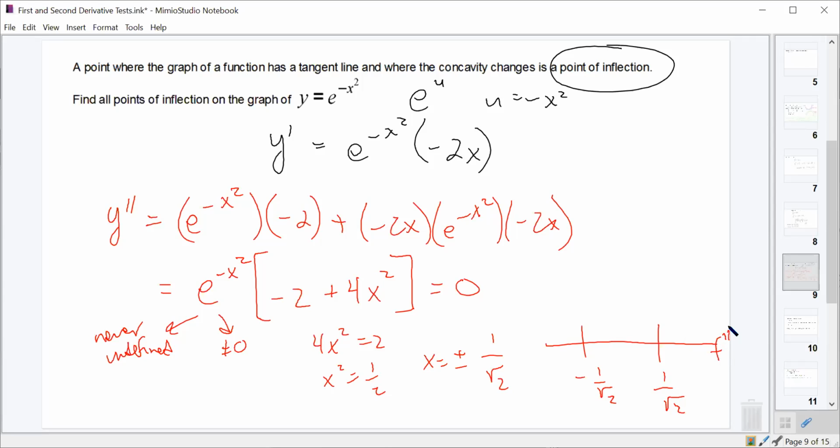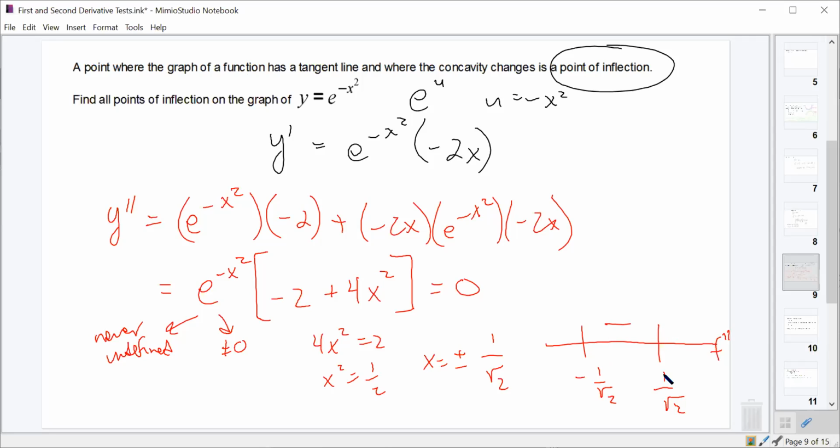Good. All right. What's a nice easy number between negative 1 over root 2 and positive 1 over root 2 that we can use to check? 0. Yeah, 0 seems like a good one, right? And e to the negative x squared, no matter what, is going to be positive. So really all I'm looking at is the negative 2 plus 4x squared. So negative 2 plus 0 is just negative.